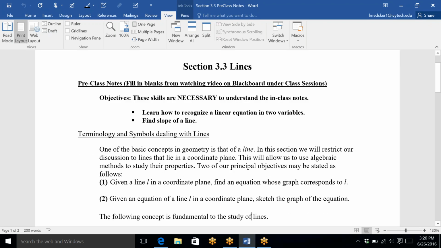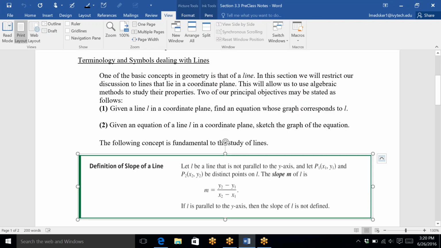So one of the basic concepts in geometry is that of a line, and we will talk about lines that are just in an x and y axis coordinate plane. So we're going to be using algebra and geometry essentially together. If we have a line, we should be able to pull the equation off of the picture. And if we give an equation, we should be able to sketch the graph. And we also will have a third piece of this, which is I'll give you conditions, and then we should be able to write the equation from those.